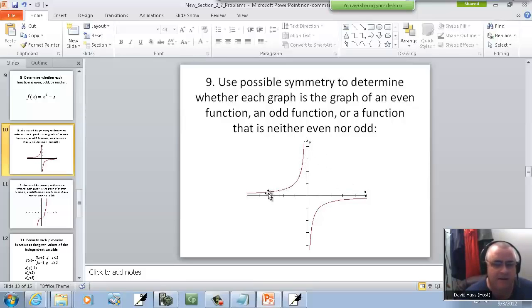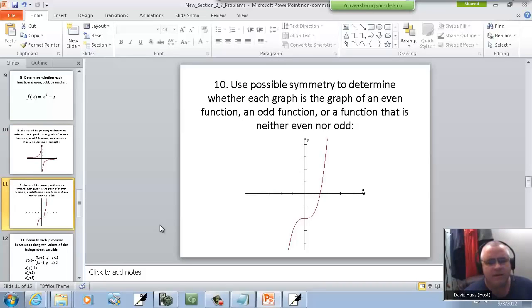If I take this piece here, flip it across the y-axis, and flip it across the x-axis, it will land on this part of the graph down here. So number 9 is odd. Number 10.